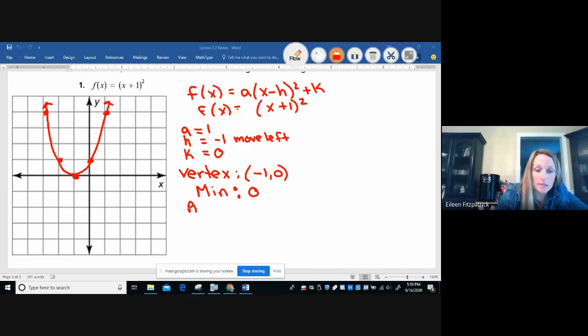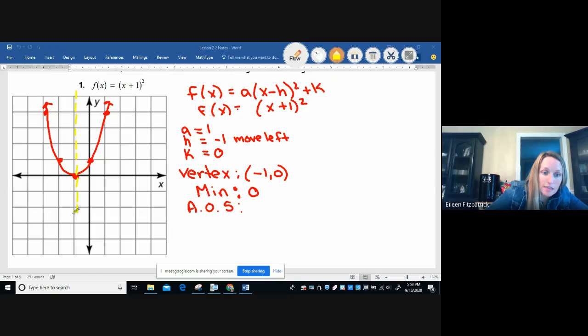Next is the axis of symmetry, AOS. The axis of symmetry is a line that goes through the vertex and divides the parabola into mirror images of itself. I'm trying to get a different color. There we go. So I can draw this vertical line right here.